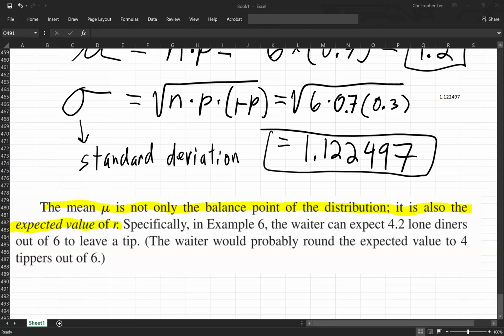All right, so you see, if they ask you for the mean, n times p. They ask you for the standard deviation, square root of n times p times q. This is on your formula sheet. You do not need to memorize it. Let me show you where it is. It's in chapter 6. Let me copy and paste it real quick.